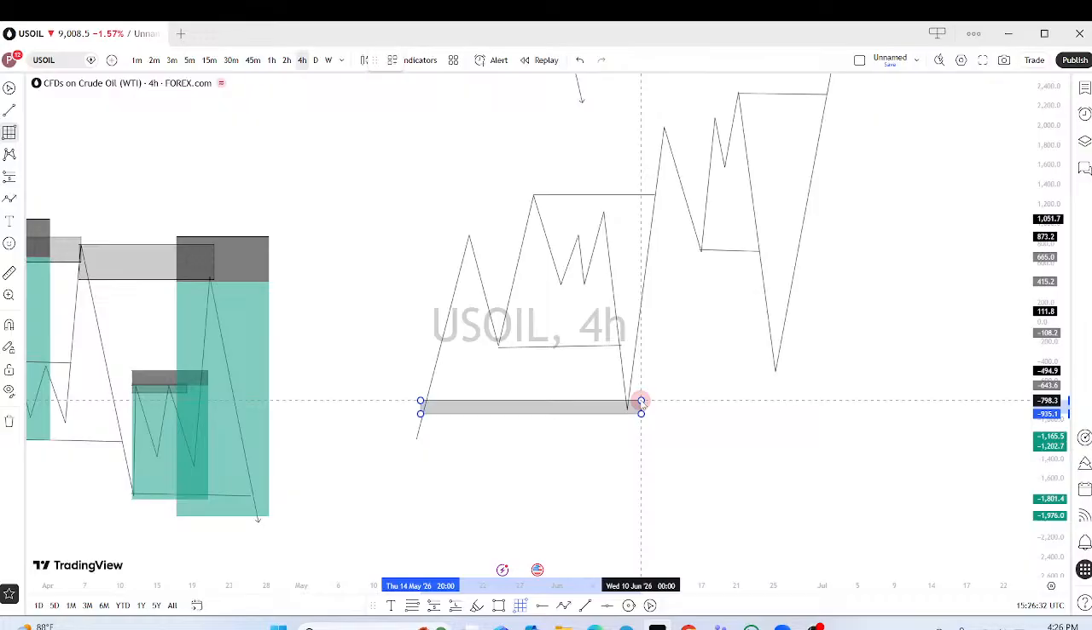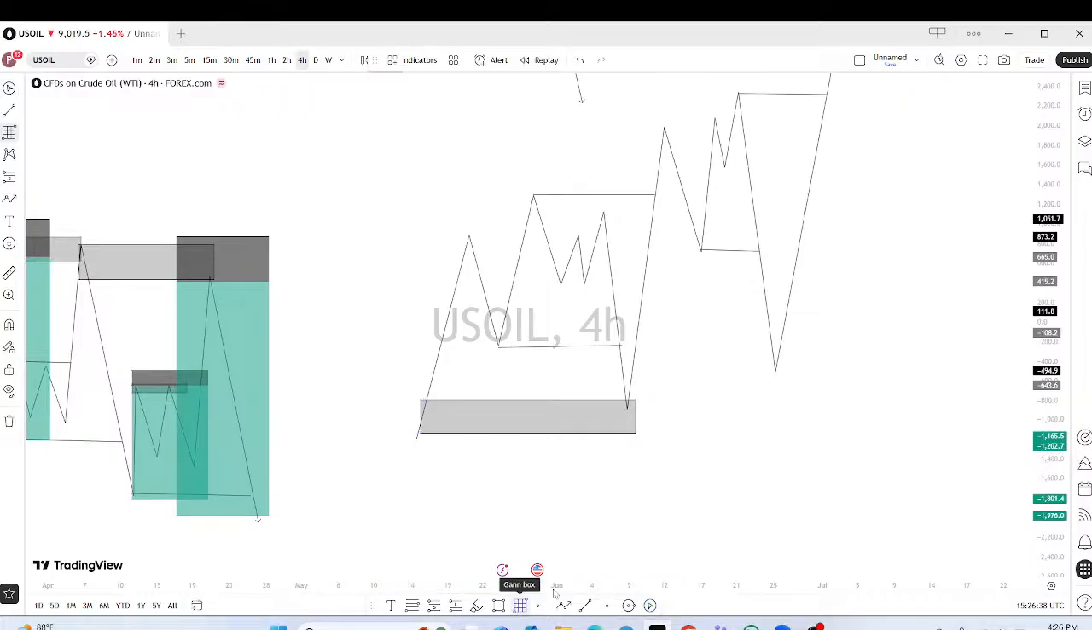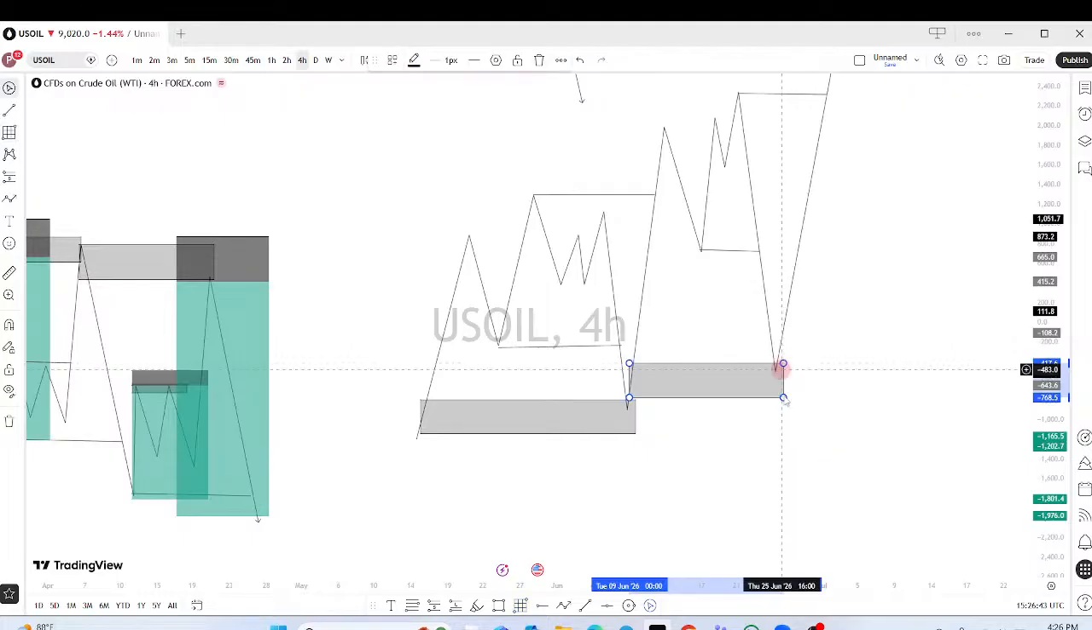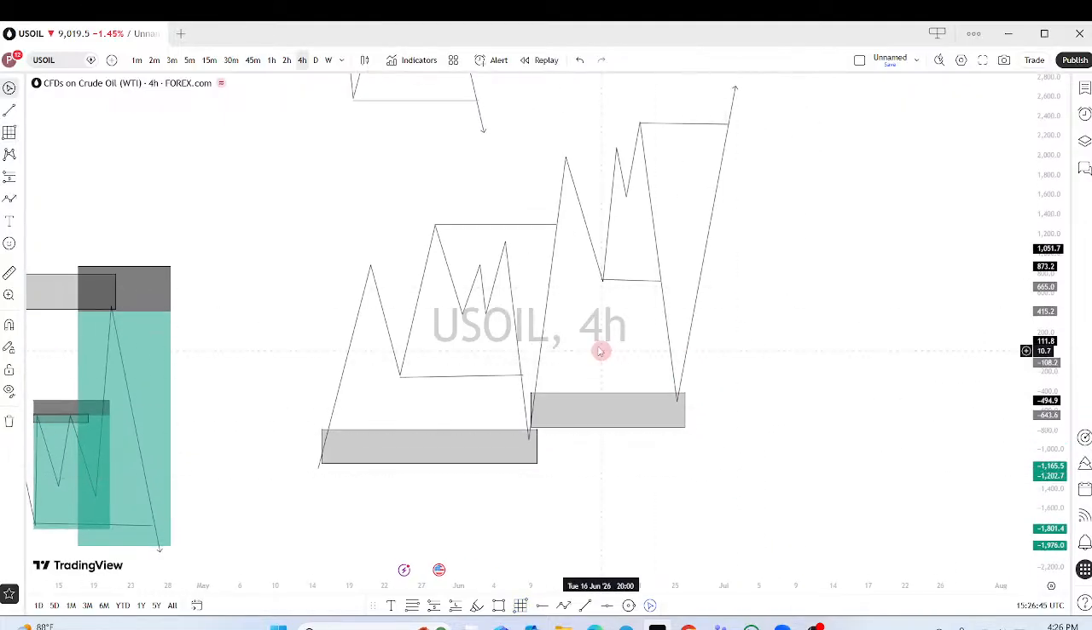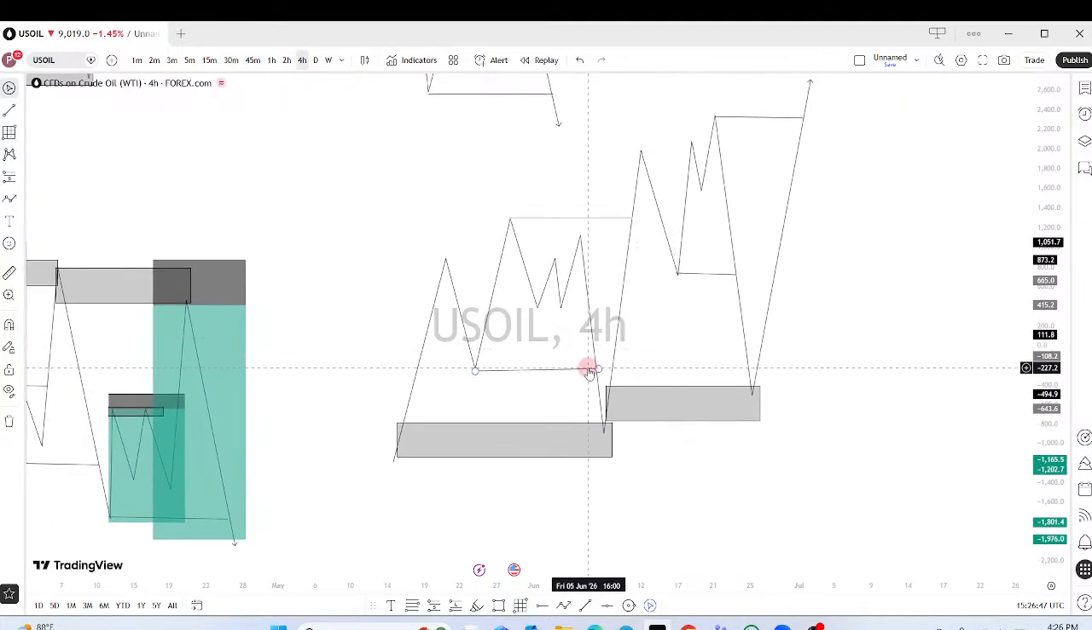I can get all my confluences. One of my number one confluences is liquidity. Then unmitigated order block. Right? You see it. You're not taking your trade here. You're paying attention to liquidity. You want price to come and sweep.